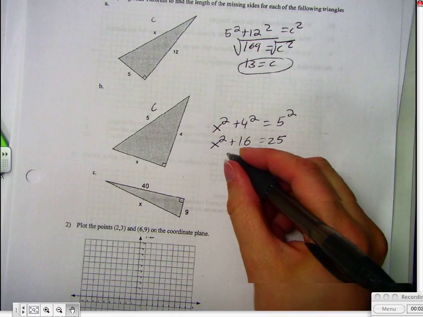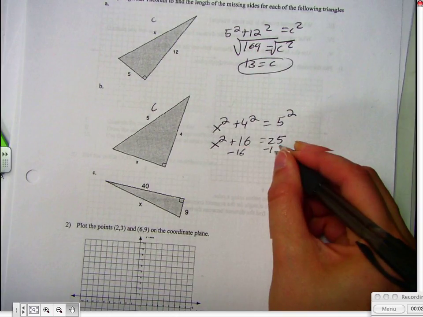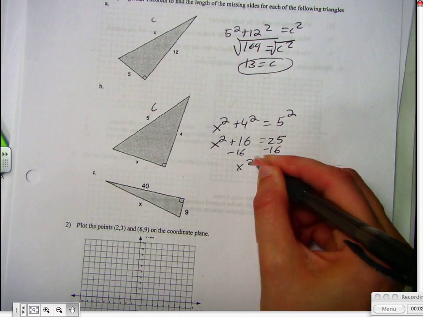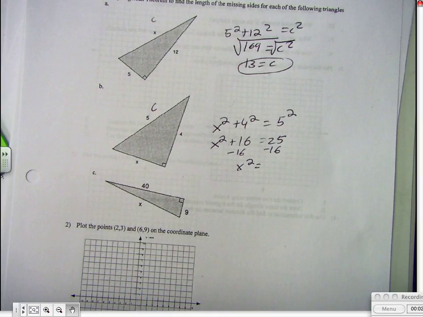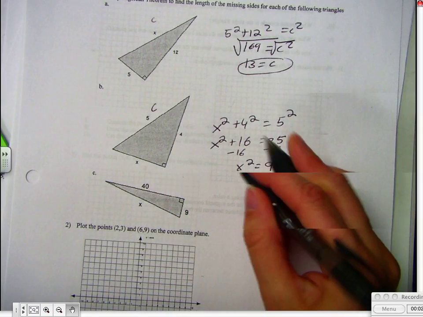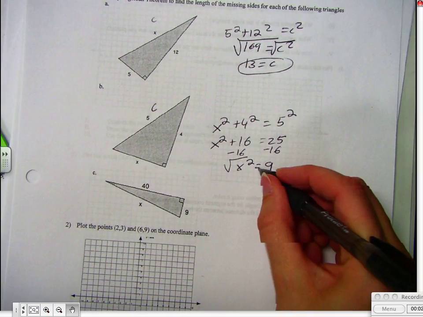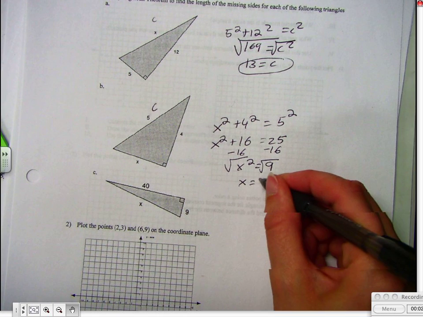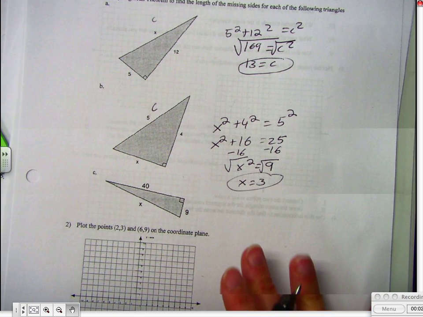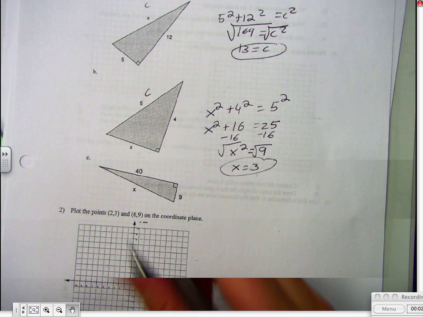So then I subtract 16 from both sides, right? So x squared equals 25 minus 16 gives us 9. The square root of 9 is 3. Okay, last one.